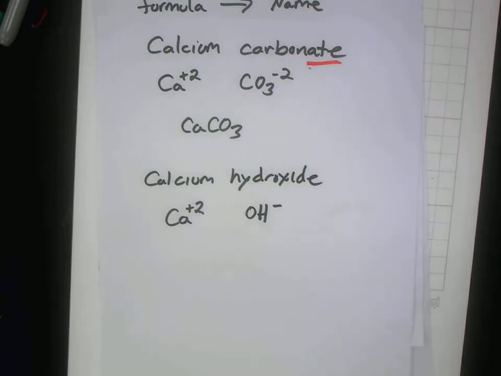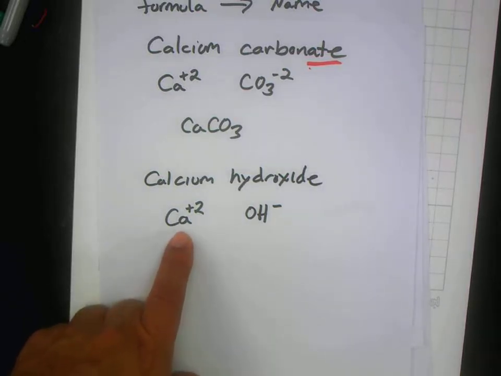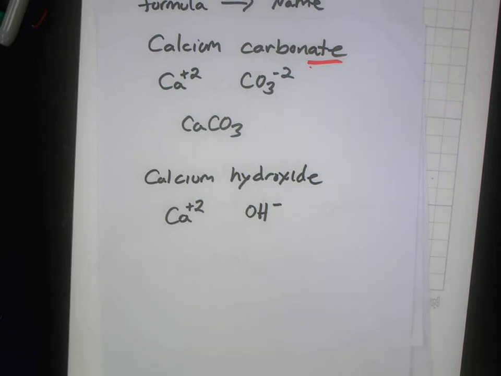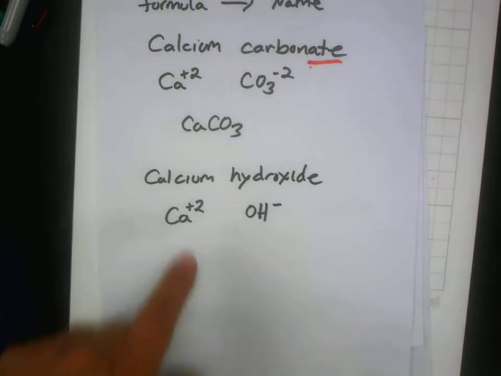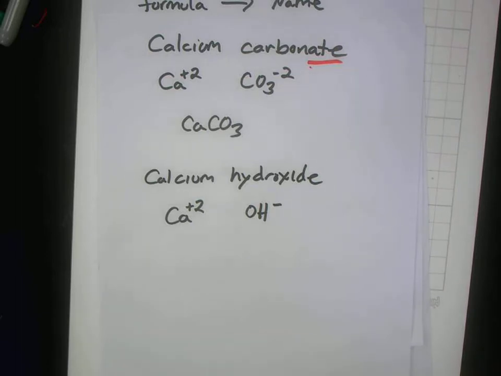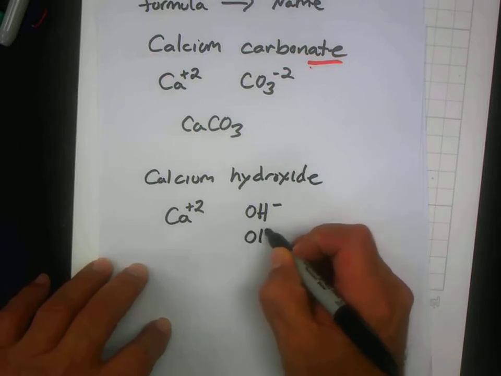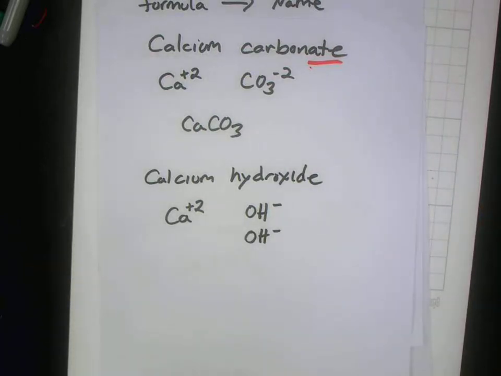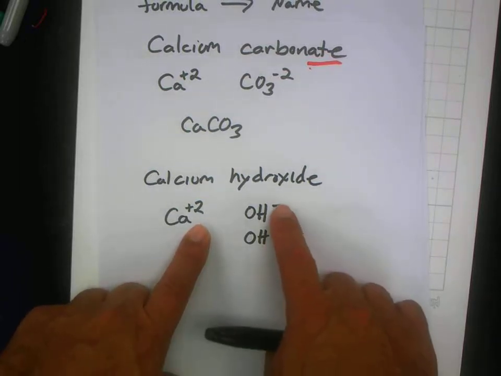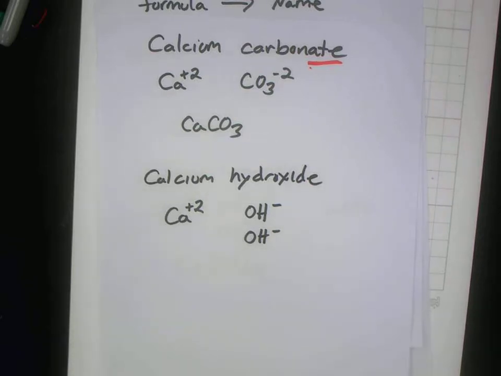In this case, the charges don't balance. Your calcium has 2 positive charges, and your hydroxide only has 1, which means we need more negatives. So how do we balance it out? Just like we did before, let's say you had calcium and chlorine only had 1 negative charge. You need more chlorides. So here we need more hydroxide, so we bring in a second one. Now it balances out: we have 2 positives on the 1 calcium ion and 2 negatives on the 2 hydroxides put together.